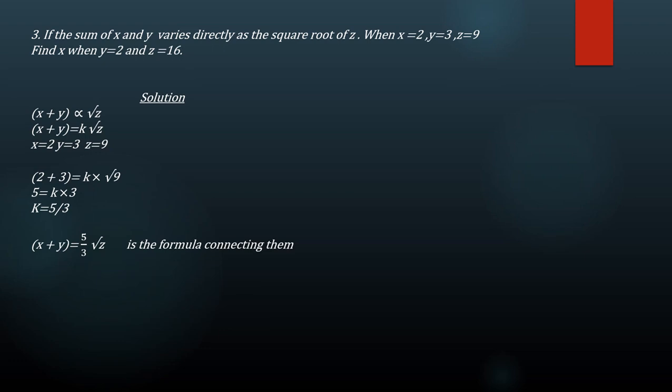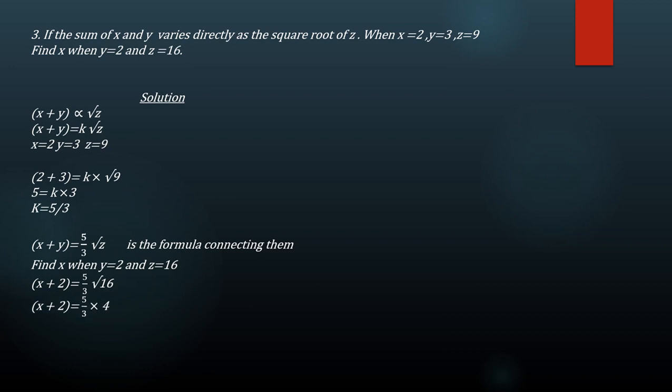Now my root z is not below, it's up. I could even write it as x plus y equals 5 root z over 3. The same thing. But then we have to find our x when y equals 2 and our z equals 16. So you just put in everything since we already know what our k is. So this will give me x plus 2 because y is now 2, equal to 5 over 3 root 16. My z is now 16. I was asked to find what x is when my y is 2 and my z is 16.